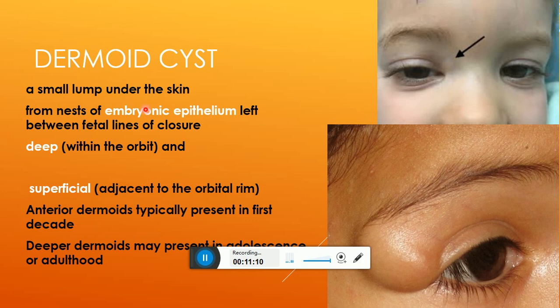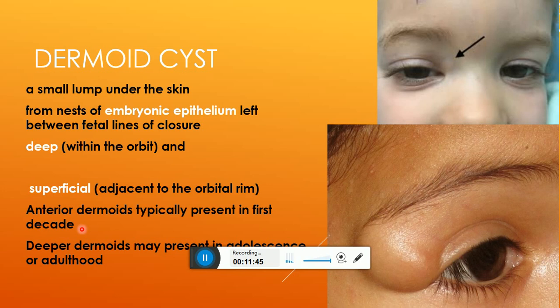Another one is dermoid cyst. It is usually subcutaneous or deeper, as you can see, and is typically attached to the periosteum at the lateral end of the brow. It is caused by skin sequestered during embryonic development. So it is a small lump under the skin from a nest of embryonic epithelium left between fetal lines of closure. It may be deep within the orbit, or superficial adjacent to the orbital rim.